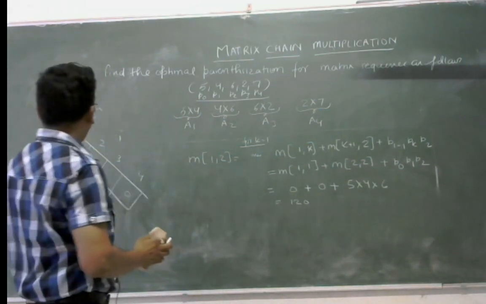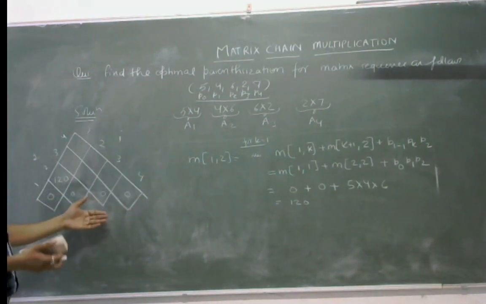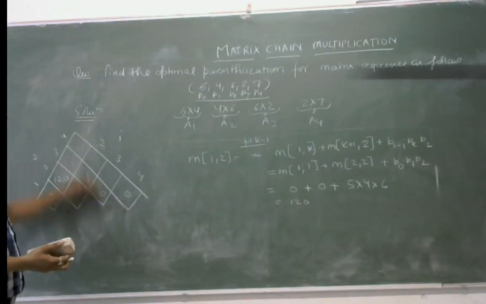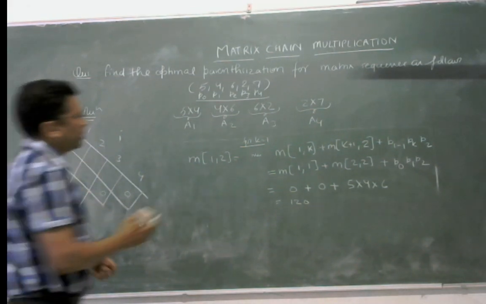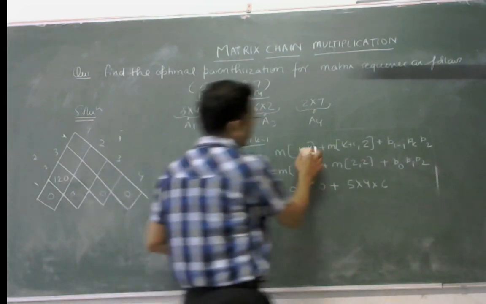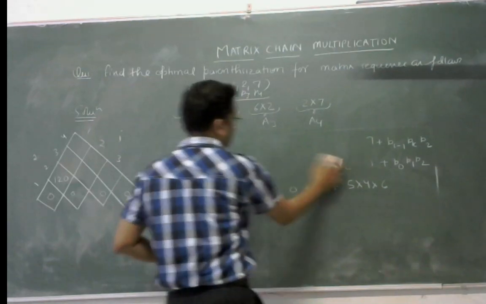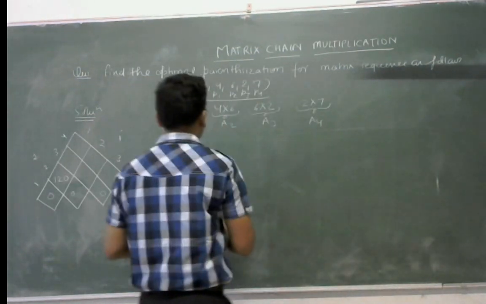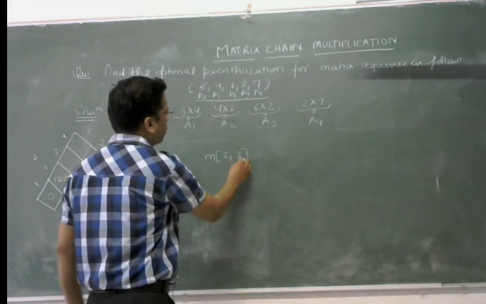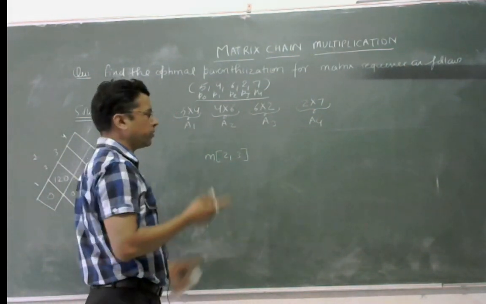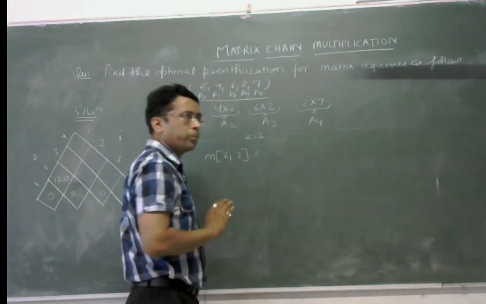Similarly, now M23, because I am filling in the bottom-up way. So this is the entry for 2, 3, M23. Between 2 and 3 the only possible value for k is 2. k can't be 1 because it is not greater than or equal to i.